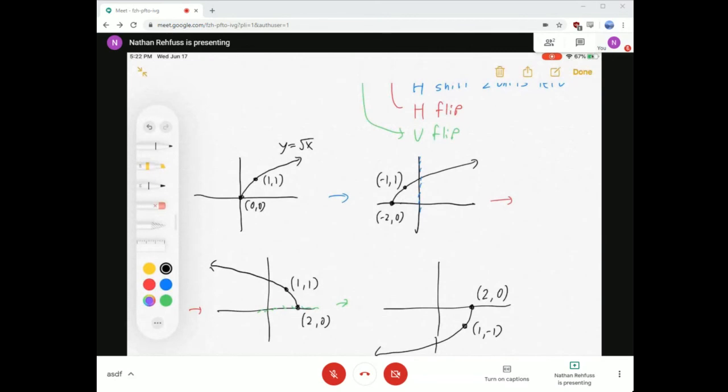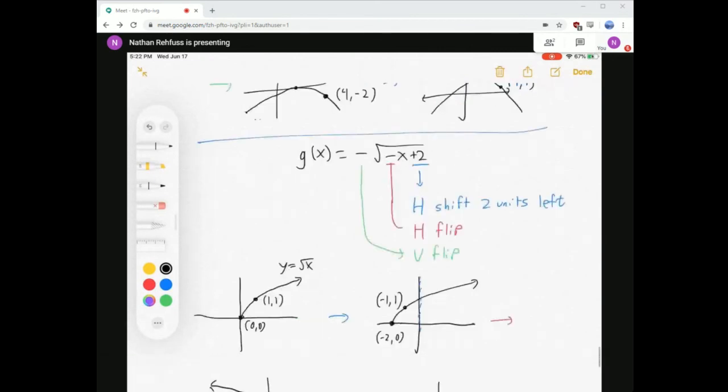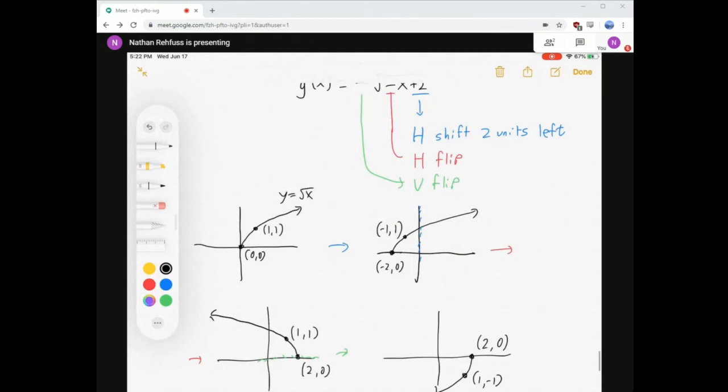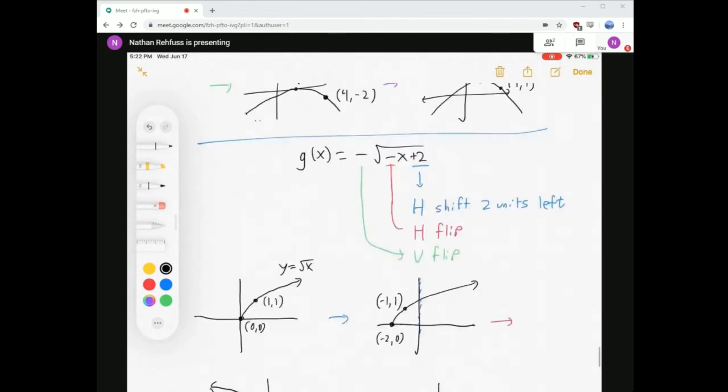Let's go ahead and check our work. I had the points 2, 0, and 1, -1. So I'm going to check g of 2. It's the negative root of negative 2 plus 2. So that's negative root 0. Okay, that really is 0.